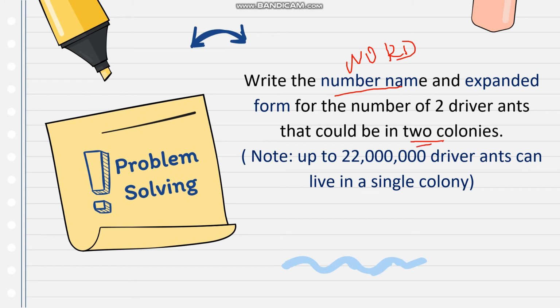Always remember that up to 22 million driver ants can live in a single colony. So there are 2 driver ants. Okay? So 22 million multiplied by 2 is equivalent to 44 million. So how are you going to write this into expanded form and into words? So the answer is 44 million.